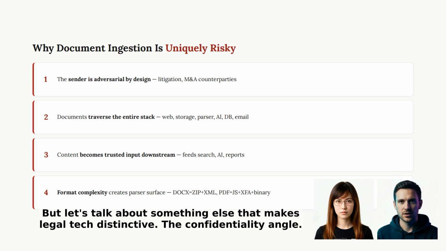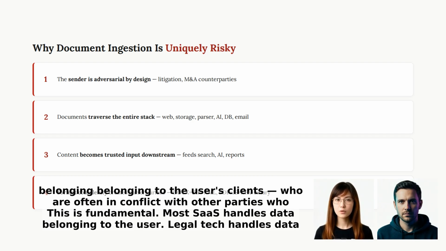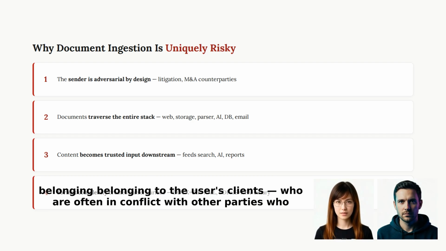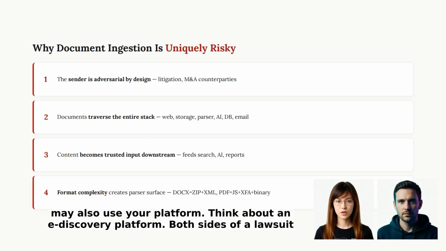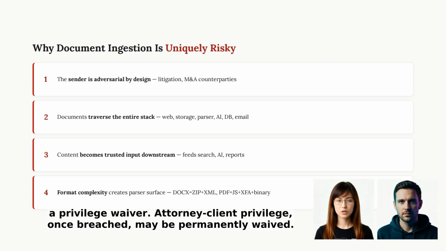But let's talk about something else that makes legal tech distinctive, the confidentiality angle. This is fundamental. Most SaaS handles data belonging to the user. Legal tech handles data belonging to the user's clients, who are often in conflict with other parties who may also use your platform. Think about an e-discovery platform. Both sides of a lawsuit might be on the same service. A multi-tenancy isolation failure isn't just a data breach. It's a privilege waiver. Attorney-client privilege, once breached, may be permanently waived.